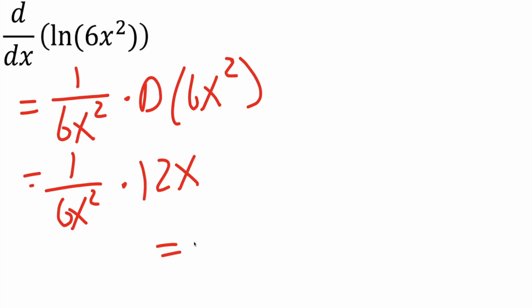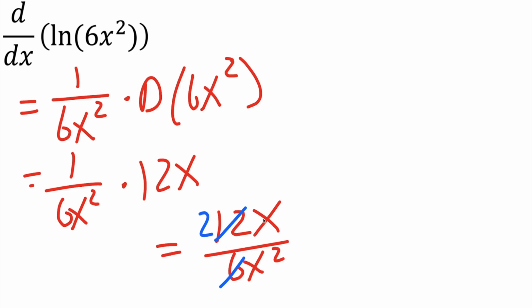Then we can multiply this out. So 12x times this, you'll get 12x divided by 6x squared. We can clean this up. So we could divide both sides by 6. When you divide this by 6, you get 1. When you divide this by 6, you get 2. This is an x. This is an x squared.